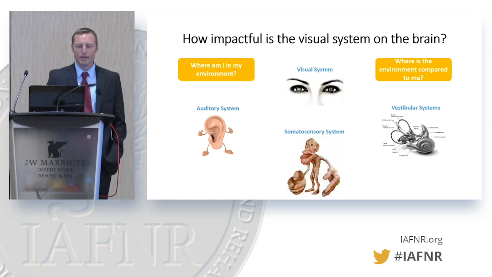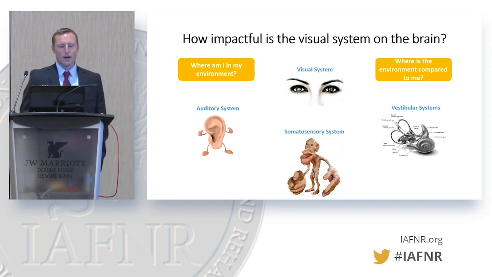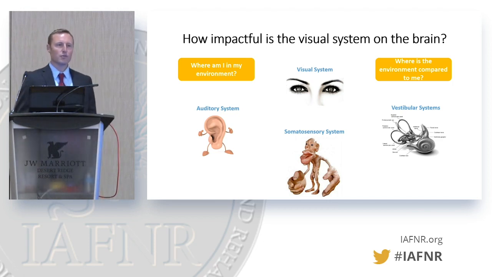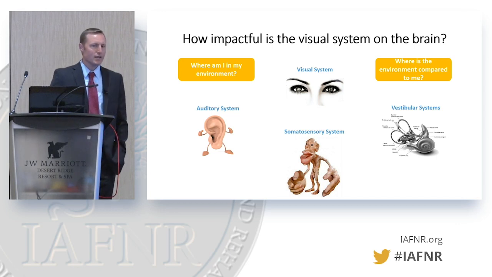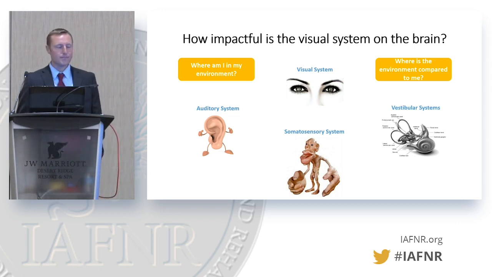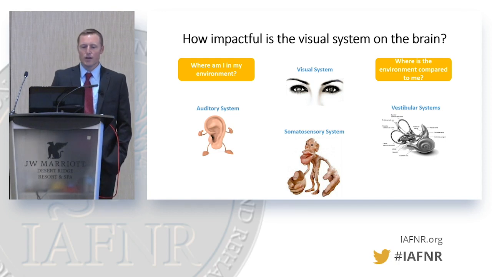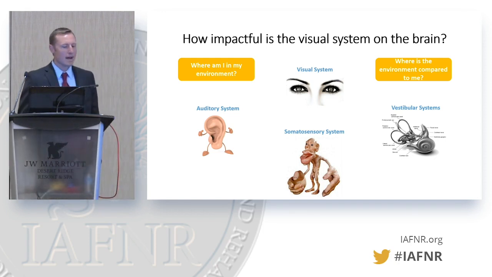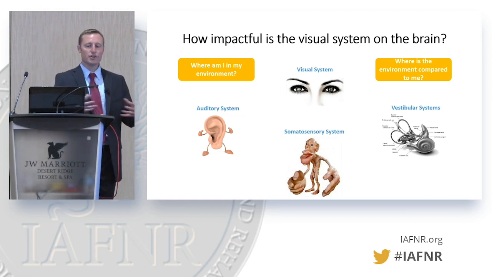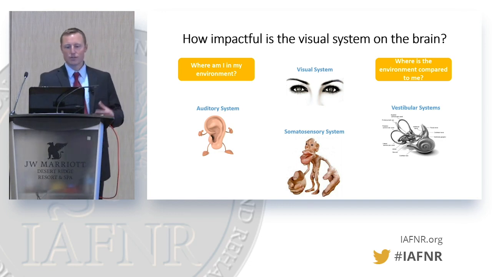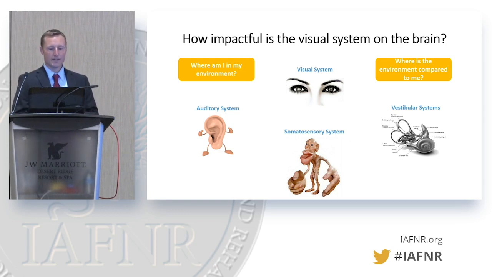So how impactful is the visual system on the brain? Well, to answer that question, I think it's really important to consider two other questions. One is, where are we in our environment, and where is our environment compared to where we are? That is something that our brain has to answer always. And in order to answer those two questions, we rely on the visual system, the auditory system, the somatosensory system, the vestibular system. We rely on integration of all those systems, and they have to be coherent. They have to tell the same story or send us a message that fits.